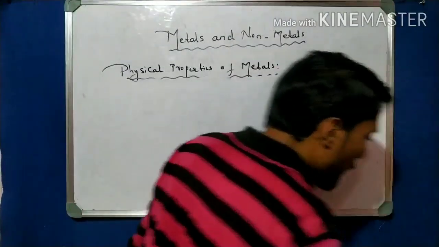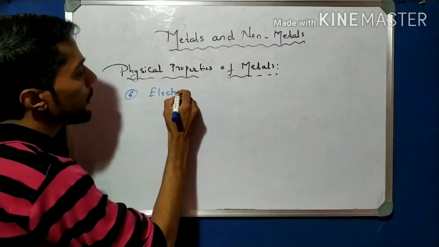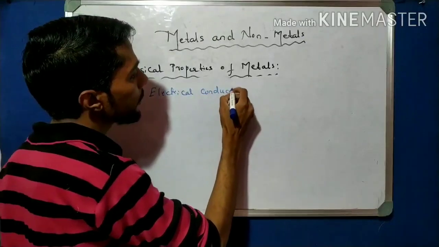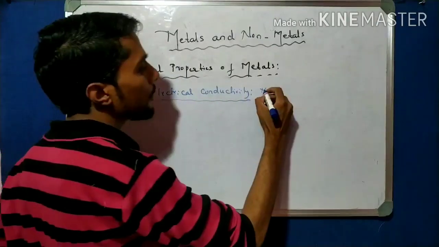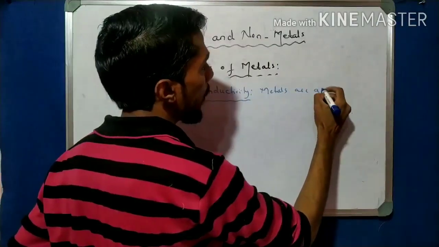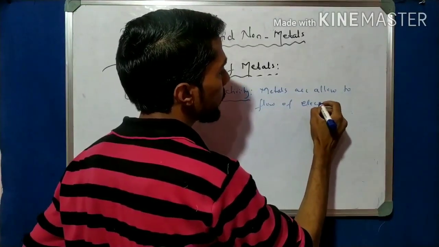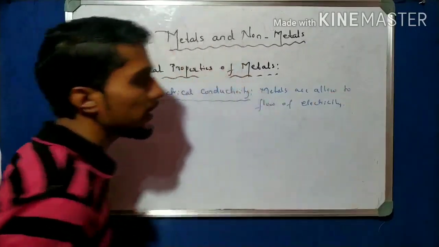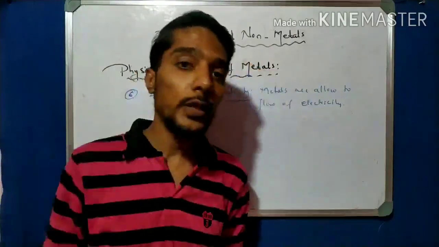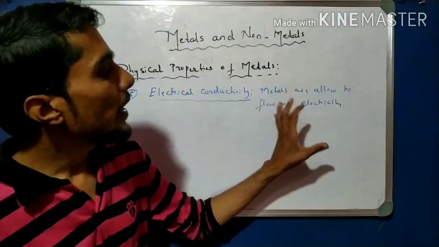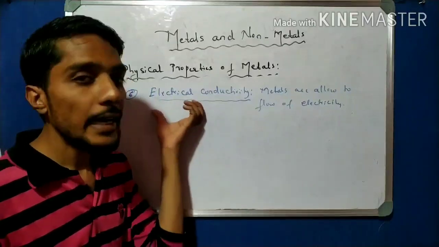Now come to the other very important property, electrical conductivity. Metals allow the flow of electricity. Thermal conductivity, electrical conductivity. Like the heat is transferred into the metal, the metals also conduct, or allow the flow of, electricity. So that is called electrical conductivity.